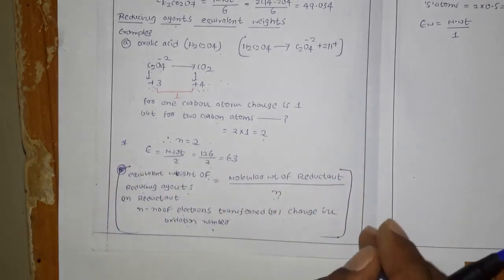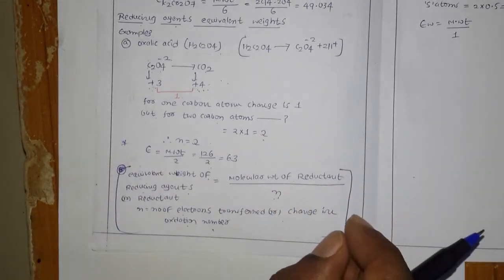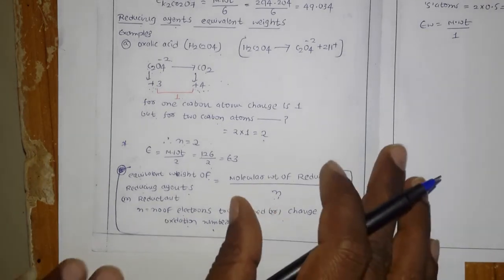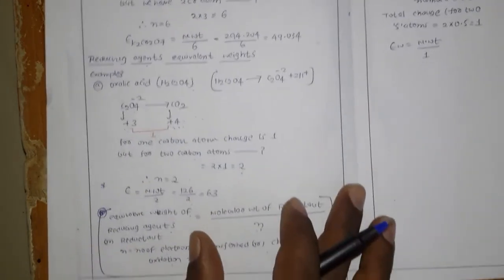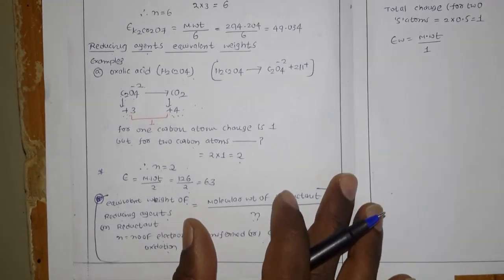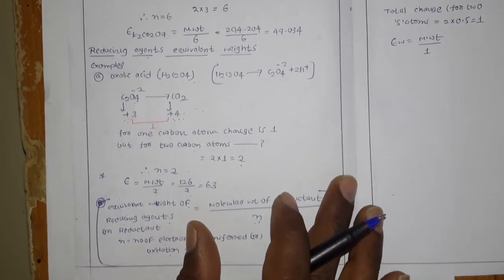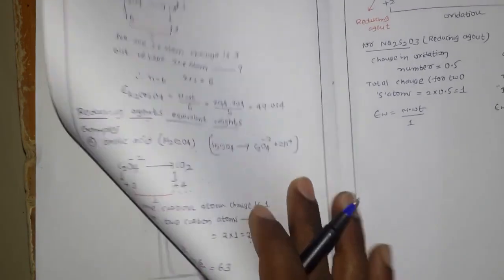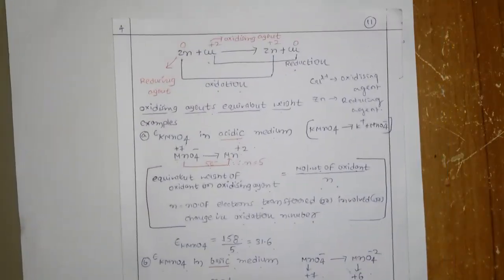So just practice this. Still if you have any confusion, don't worry, I will explain later. And anyone, if you are not in a position to understand, just let me know, I will explain. Okay, don't worry. So this is the way to calculate the equivalent weights.